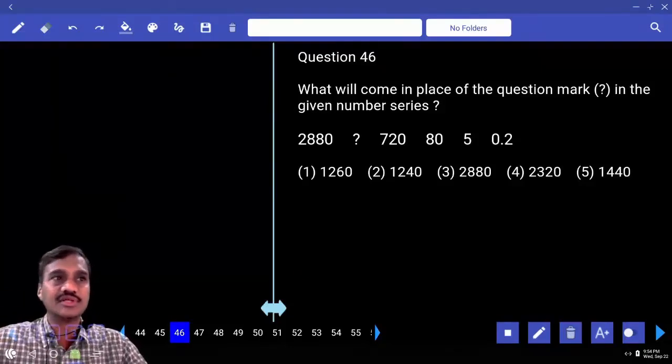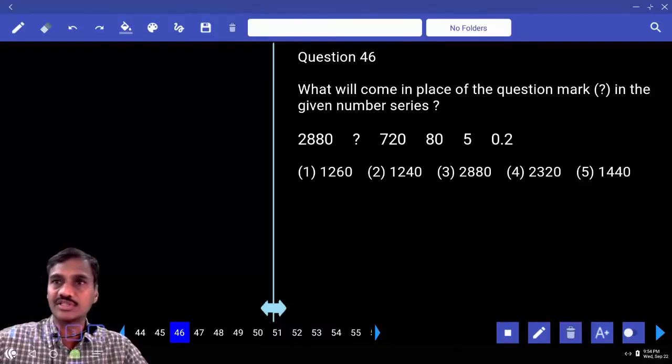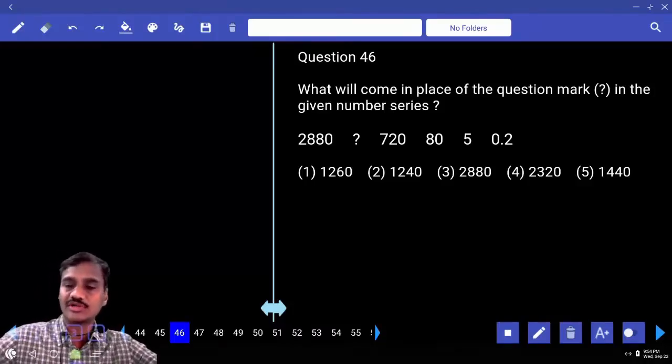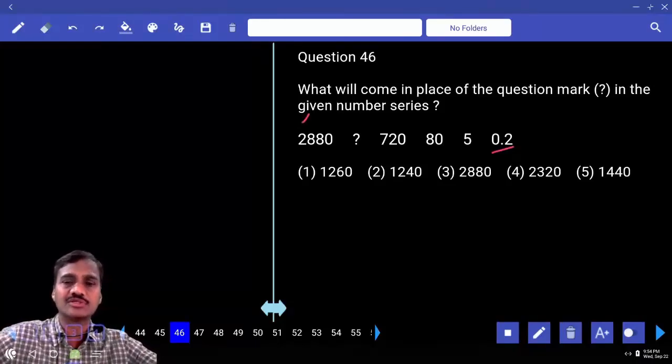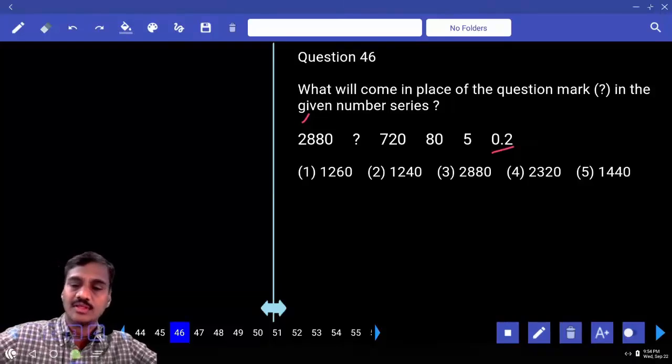Now the numbers are in decreasing order. Hence we need to start in the reverse order. Now the number is starting with 0.2 and this is 2880. That means the numbers are increasing at a very fast rate. Then 5 and 80. How can you express this one? 5 into how much? 5 into 16. Isn't it? Now in this one, this is into 25.